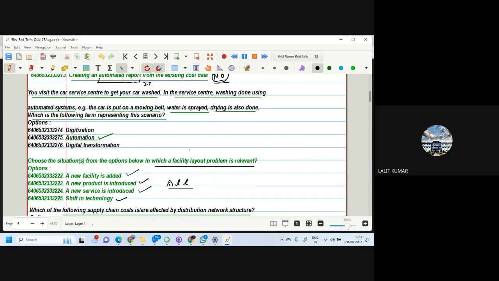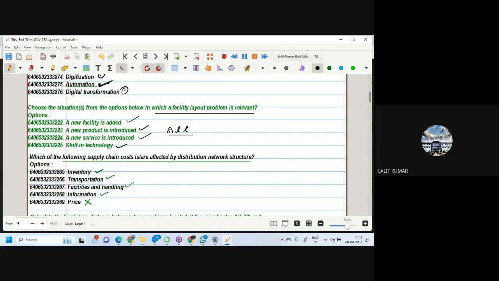Next one, you visit the car center to get your car washed. In the service center, washing is done using automated systems. For example, the car is put on a moving belt, water is sprayed, drying is also done. Which of the following terms represents this scenario? So this is straight away automation. There is nothing about digitization, there is nothing regarding digital transformation. It is pure automation.